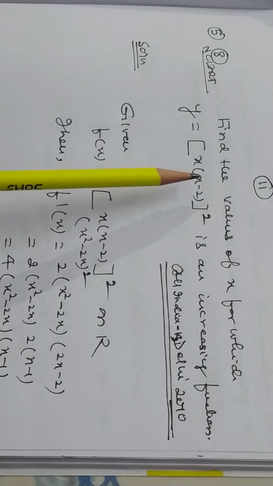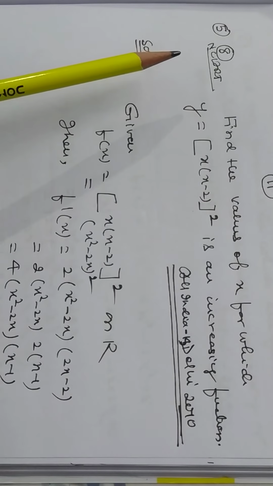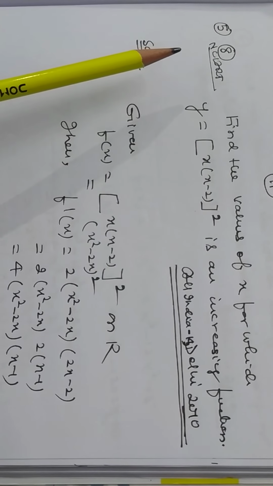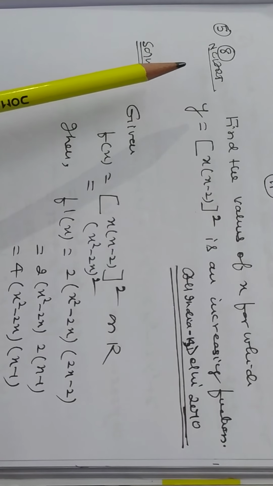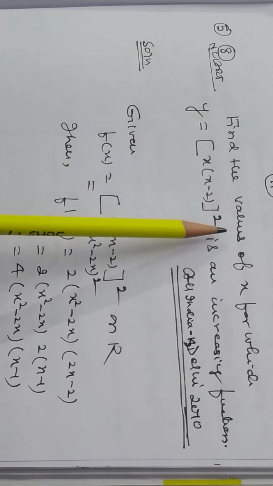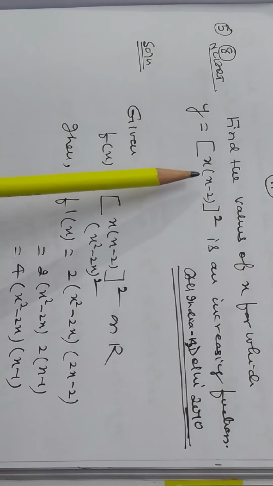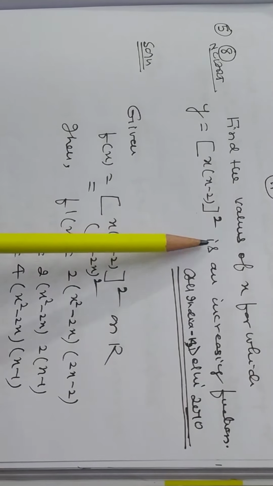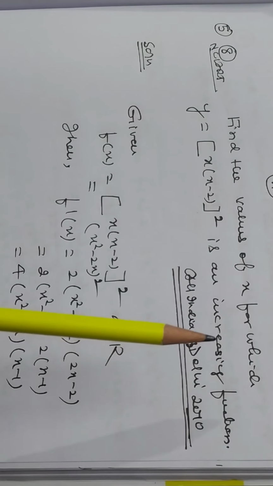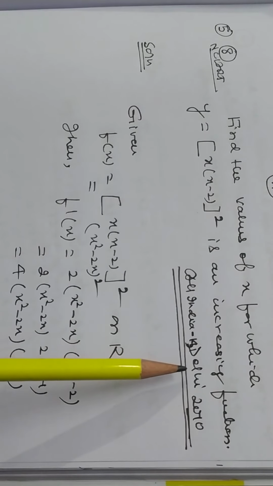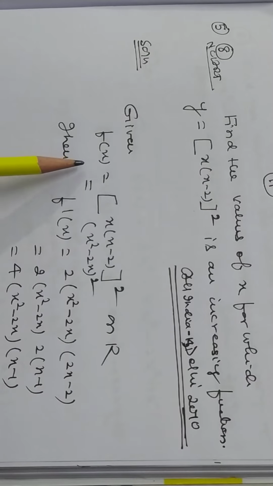Loving students, now I want to discuss the problem of study material number 5 in NCERT book 8. Find the value of x for which y is equal to x into (x minus 2) whole square is an increasing function. This question was asked in the board examination also. So try to understand how you solve.